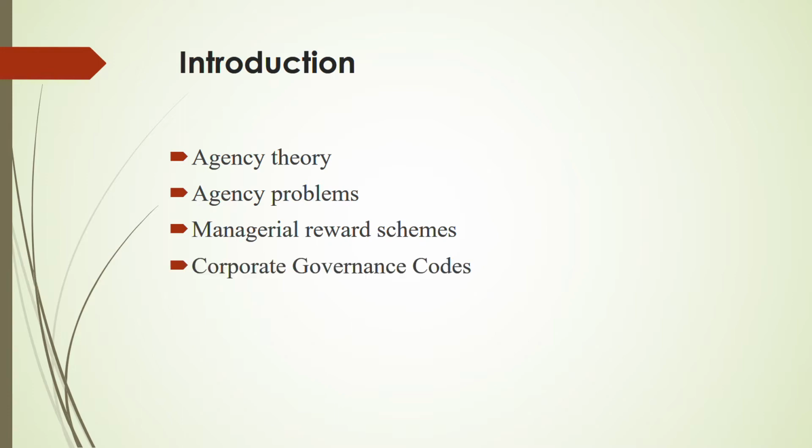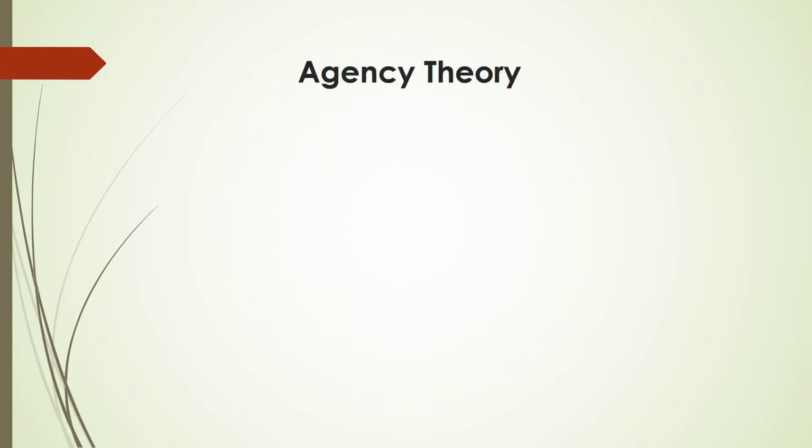Very important again. And then we have the corporate governance code. So both managerial reward schemes and the corporate governance code are going to help us to solve the agency problems. And last, we have stock exchange listing. Not much is there about stock exchange listing, right? So let's begin. Agency theory.